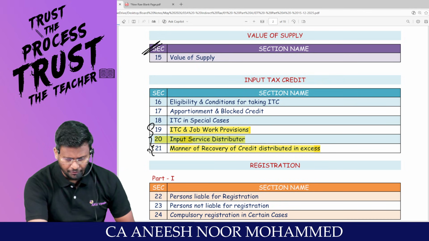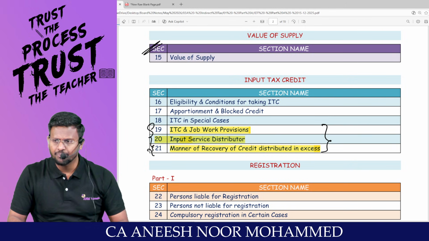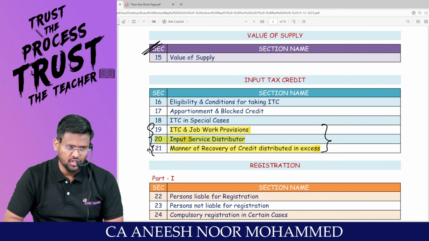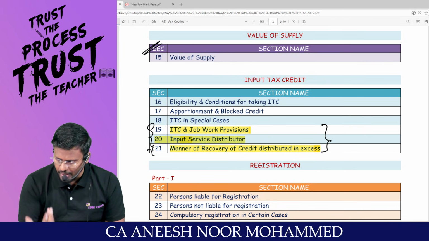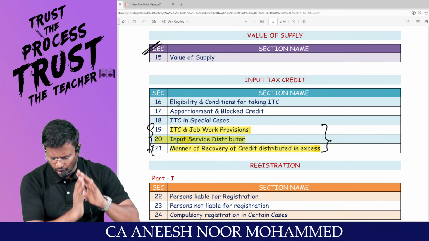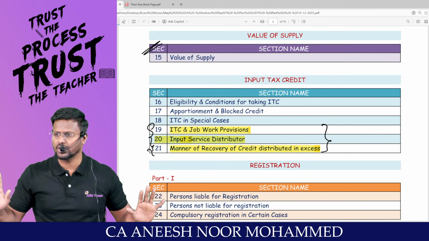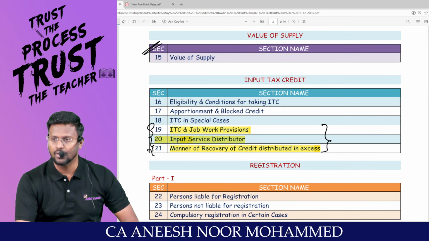So there are three sections. What is section 19? ITC and job work provisions. What is section 20? Input service distributor. What is section 21? Manner of recovery of excess credit distributed. At Inter level, we will not learn anything about these sections. But at Final level, we will be separately discussing sections 19, 20 and 21.